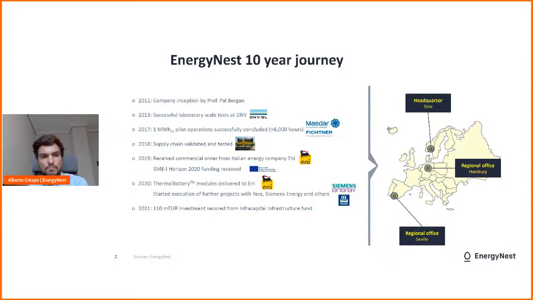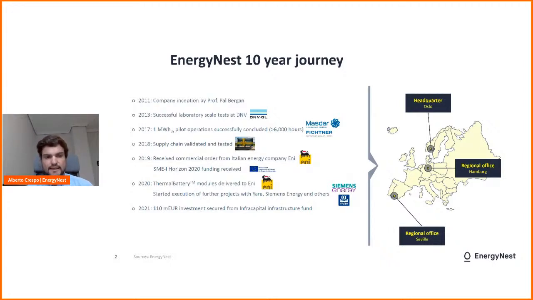Then we went to the piloting stage of 1 megawatt hour at Masdar Institute that we concluded after over 2 years of operation and 6,000 hours of operation validated by DNV and Fischner. Then 1 year later, we validated our supply chain and tested it by having one module right now on display at the port of Rotterdam, as you can see in the picture there in the slide.